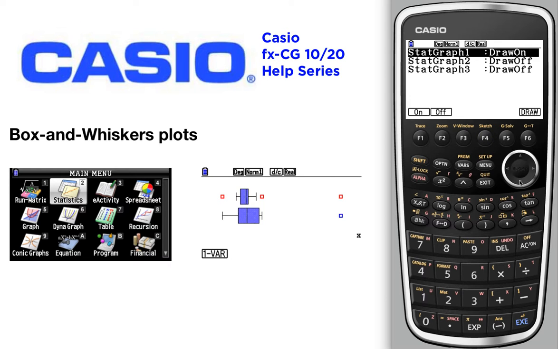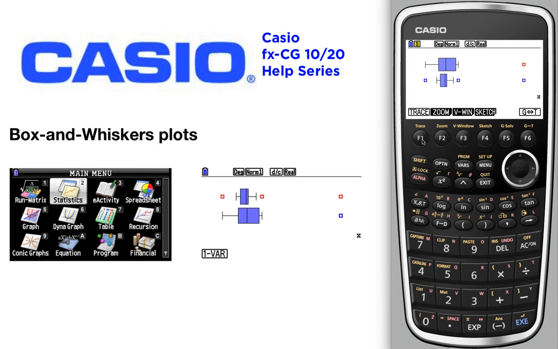Select. Now we want to select both graph 1 and graph 2 to be on. So now it says draw 1 and draw 2. You can draw 3 if you need to. And we'll just press F6 to draw. And here are our 2 box plots. When we look at the trace, you'll notice that we have the option of the first stat plot or the second one.